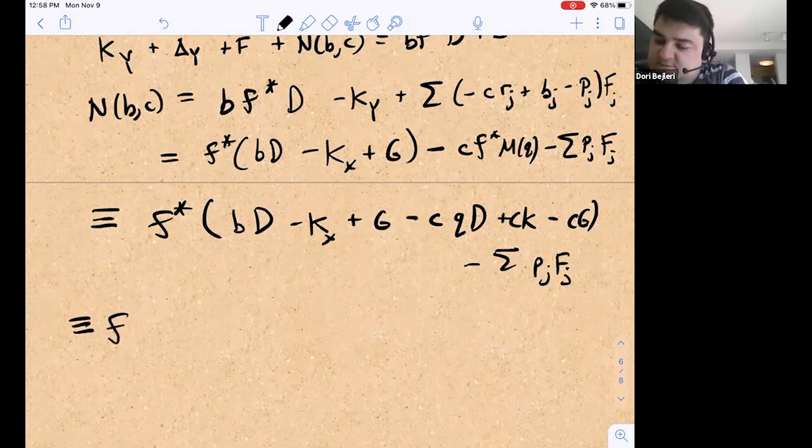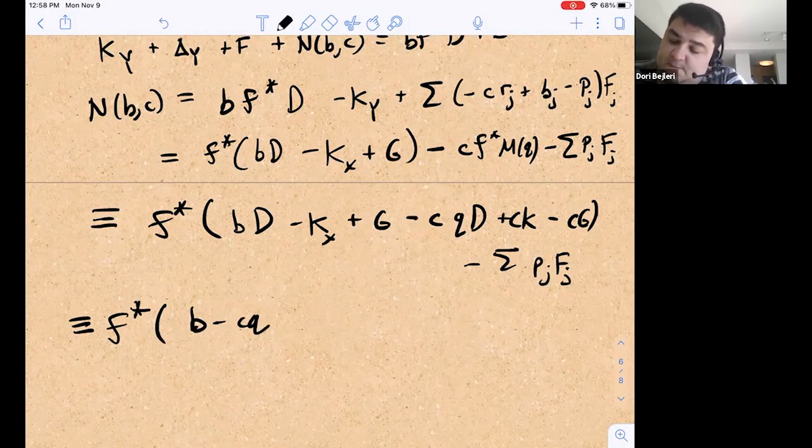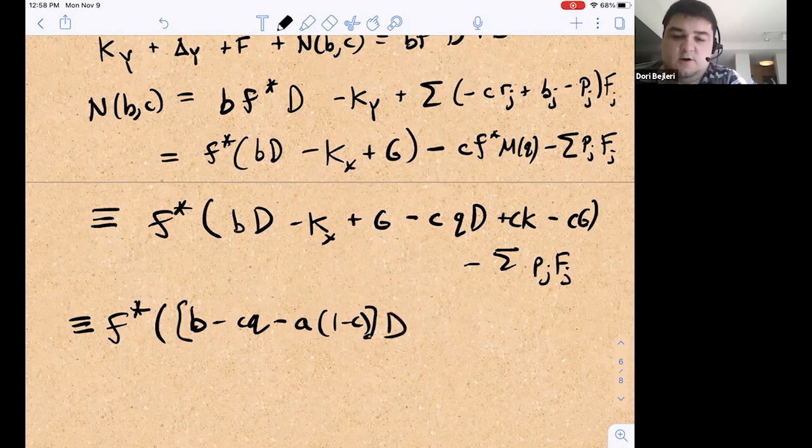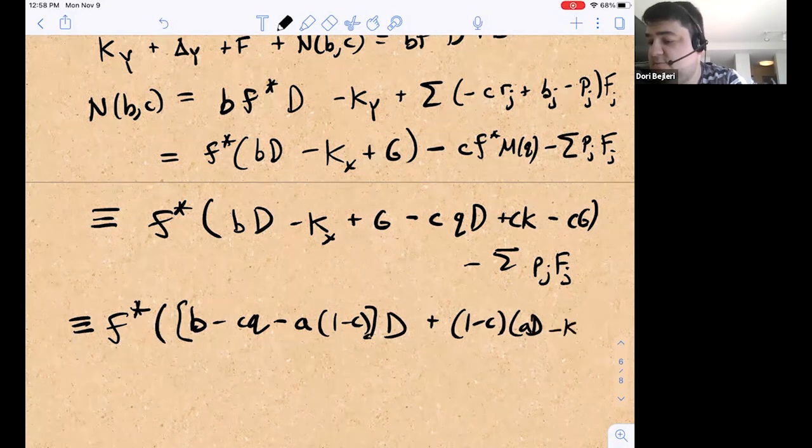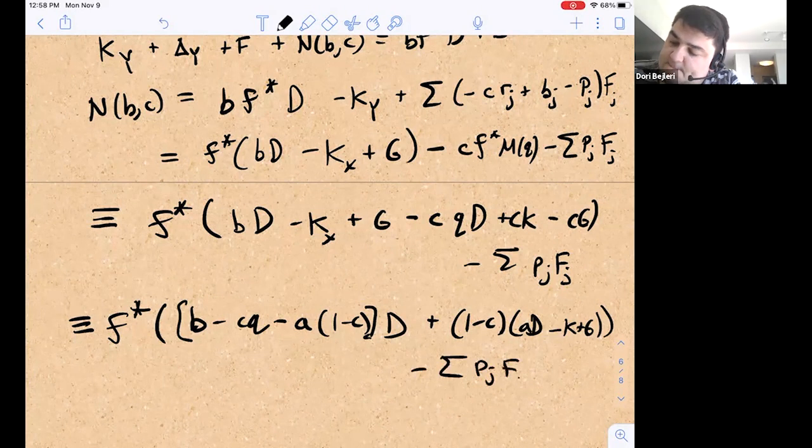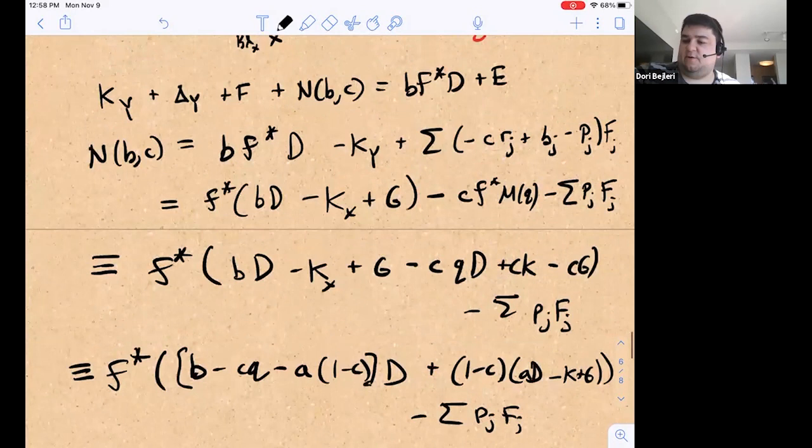So when we do that, we get f upper star of B minus CQ minus A times 1 minus C. Okay, we get some expression, whatever it is. Trust me that the arithmetic works out. Plus 1 minus C times AD minus K plus G. That's the thing we know about. That's what our hypothesis tells us about. Plus our perturbation. And now we look at this and we say, okay, we want N to be ample.